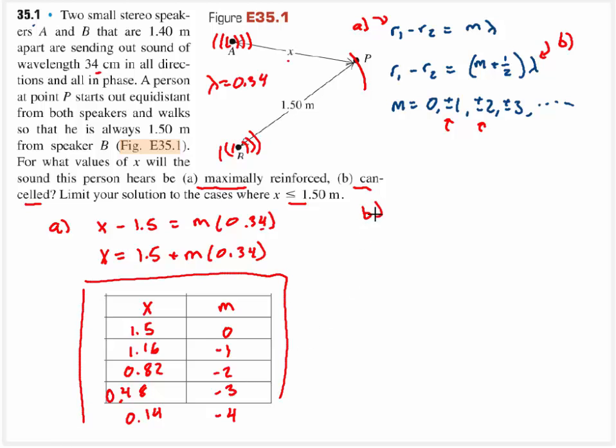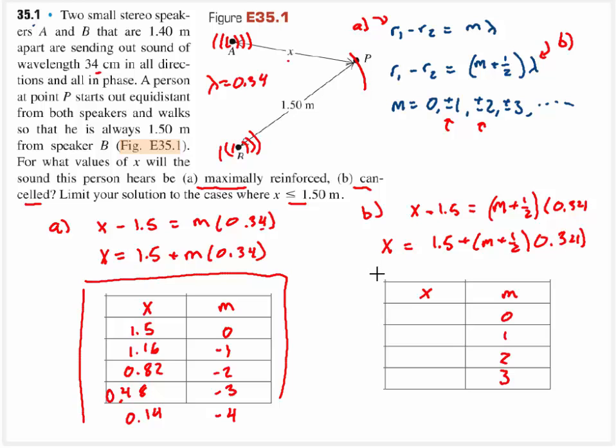We do the same thing for part B, only we're going to say x minus 1.5 is going to be equal to m plus 1/2 multiplied by 0.34. So x is going to be equal to 1.5 plus m plus 1/2 multiplied by 0.34. Cut to the magic table. We just evaluate x for these various values of m, and I'm going to get 1.33 meters, 0.99 meters, 0.65 meters, and 0.31 meters.